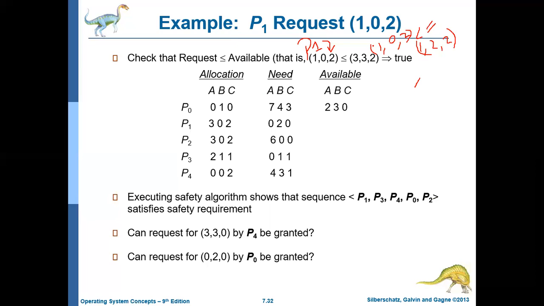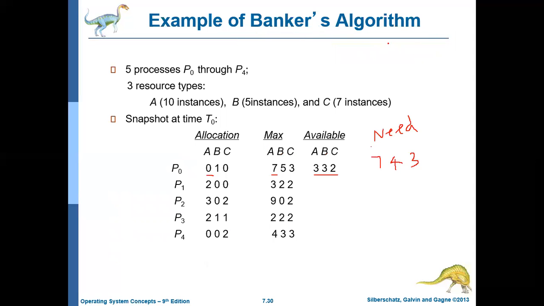What is the request? It is asking for one more instance of A and two more instances of C. Here you can see currently it is 202. So it is asking one more instance of A, so this will become 3, and two more instances of C, so this will become 2. So it will become 302.